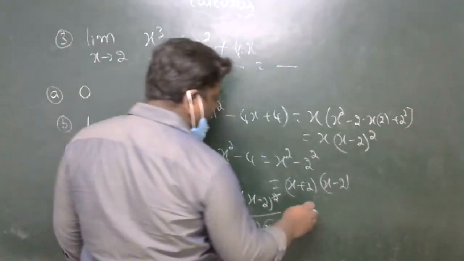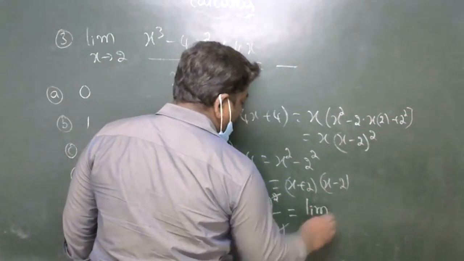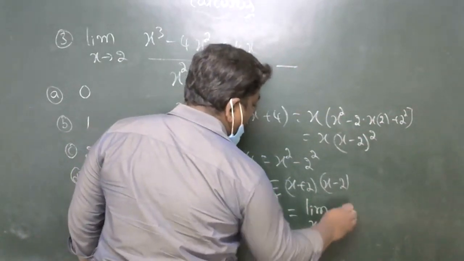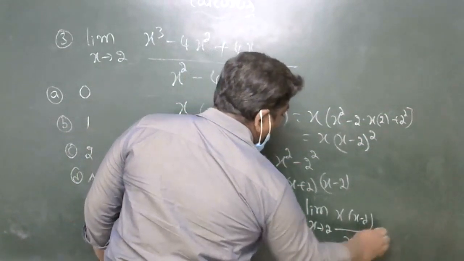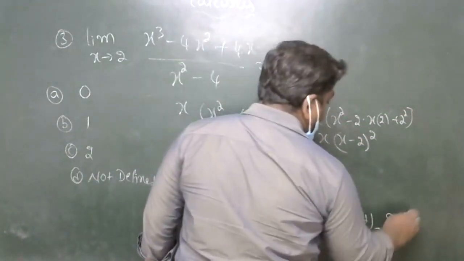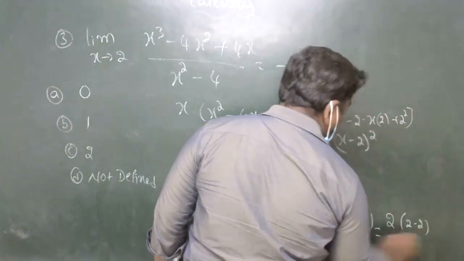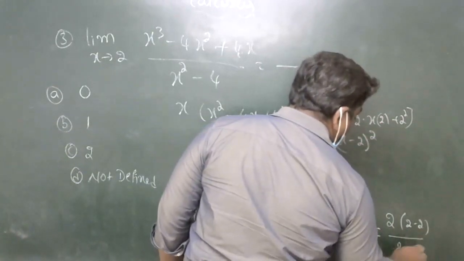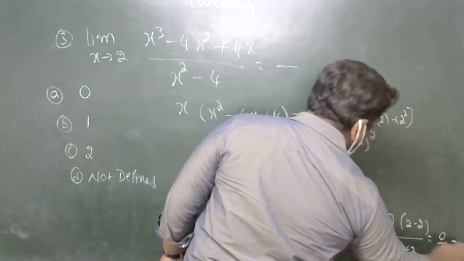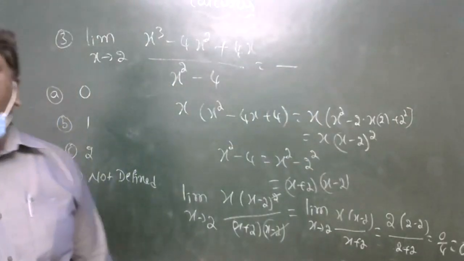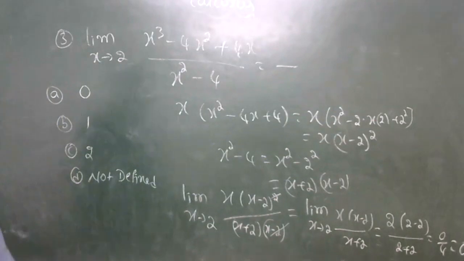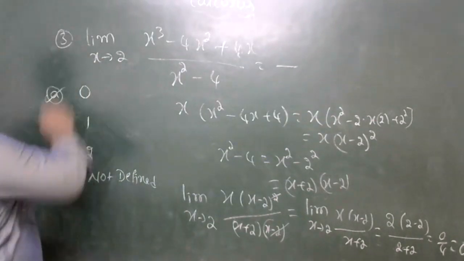So you write one more limit as x tends to 2 of x into x minus 2 divided by x plus 2. You are going to get 2 of 2 minus 2 divided by 2 plus 2. You are going to get 0 by 4. 0 is the answer. In the numerator it can come 0, but in the denominator it should not. Option A.